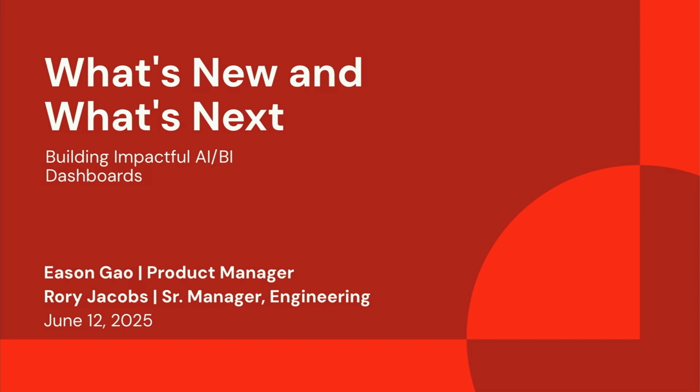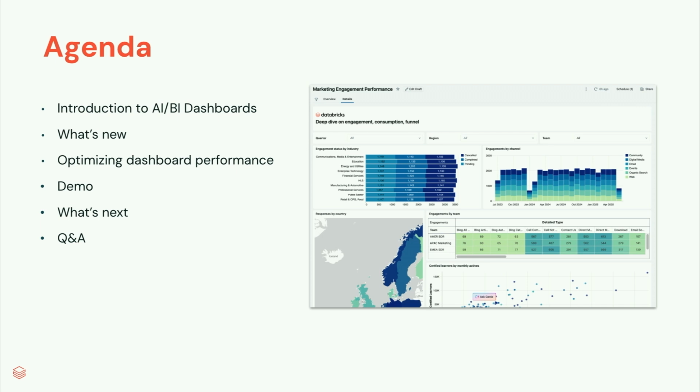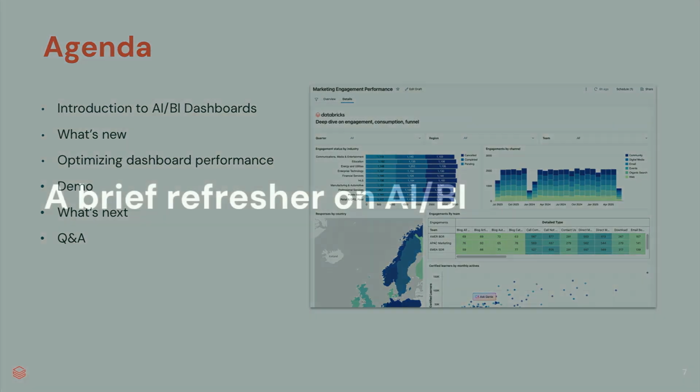The point today is to talk about what's new and what's next in the AI/BI dashboards. Like I mentioned, the plan is a quick intro on dashboards in general, a look at what's new and what we've been doing in the past year, and talking about optimizing dashboard performance. Because as we get to a more mature position in dashboards, you're going to want to be sharing these with more and more users. So making sure cost doesn't scale linearly with usage, by finding more optimizations, is going to be really important. I'm going to demo everything, look at the roadmap, and then, of course, take your questions.